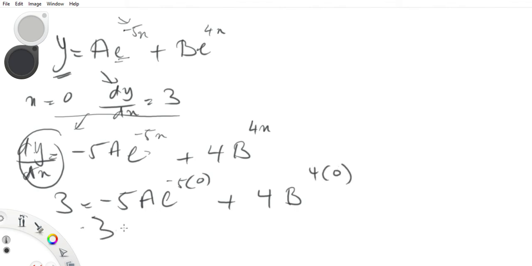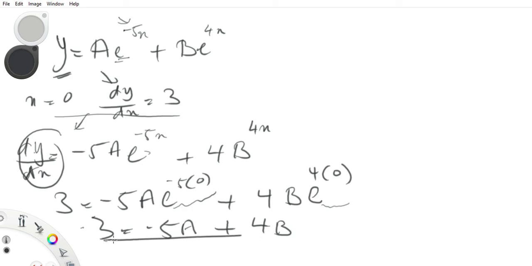What I'm going to get is, again, this is going to give me 1, so minus 5a plus 4b, because that is going to give me 1. And that's my solution. I have then solved it. I've hit all the criteria. I've done the first part where it told me when x is 0, y equals 5, we solved that. And when it said x is 0 and dy dx equals 3, we've just solved that. And from the get-go, we solved a homogeneous second-order differential.